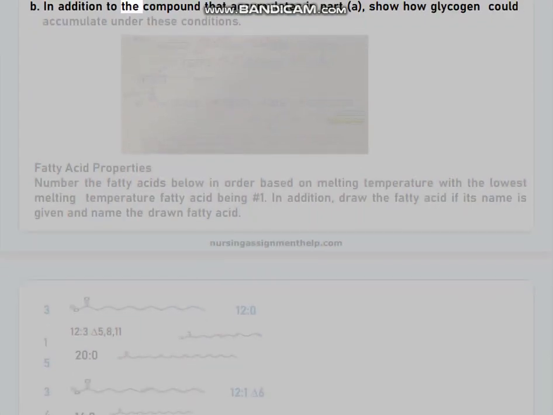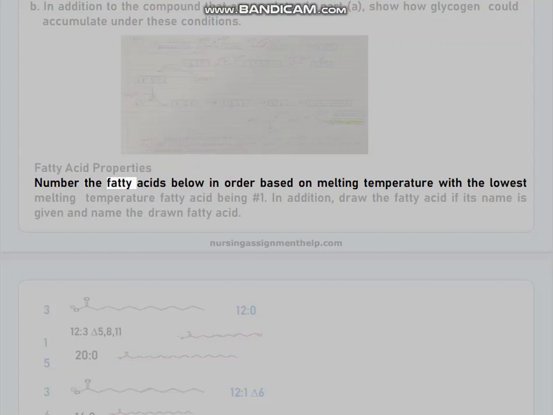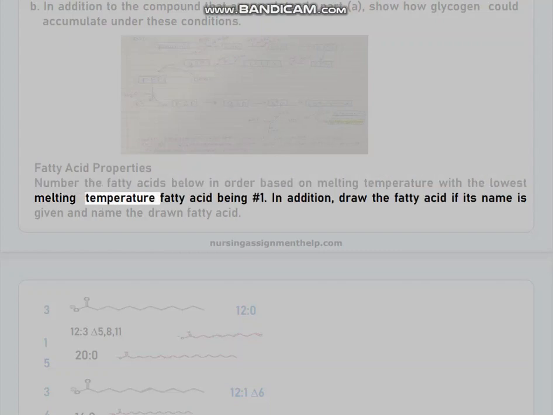B. In addition to the compound that accumulates in part A, show how glycogen could accumulate under these conditions. Fatty acid properties. Number the fatty acids below in order based on melting temperature, with the lowest melting temperature fatty acid being number 1. In addition, draw the fatty acid if its name is given and name the drawn fatty acid.